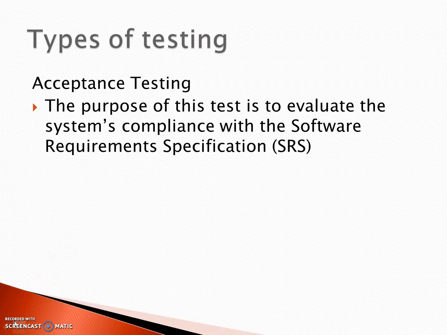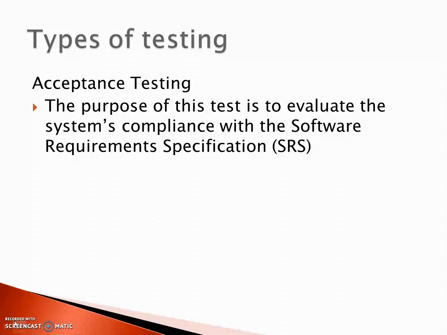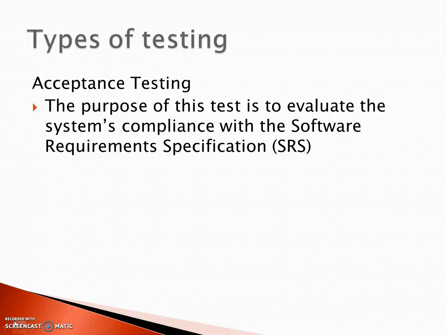Acceptance testing. The purpose of this test is to evaluate the system's compliance with the software requirement specification (SRS). We have checked whether the robot behaves exactly as described in the SRS, mainly by doing black box testing, such as grab and lift test, obstacle detection test, line following test, etc.